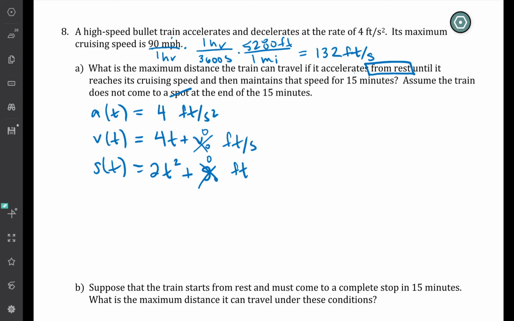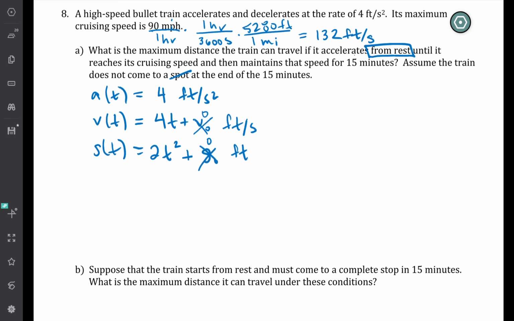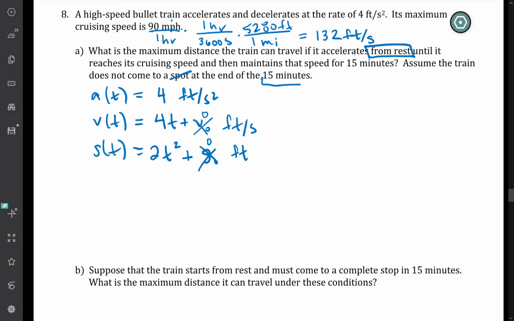Okay, so we want to figure out how long it takes for this train to get up to speed. One mistake that I'll see people make here is they'll just take the 15 minutes and plug it into the s of t function. And that's not going to be right. It's not accelerating for 15 minutes. It only accelerates until it hits its 90 mile per hour speed.